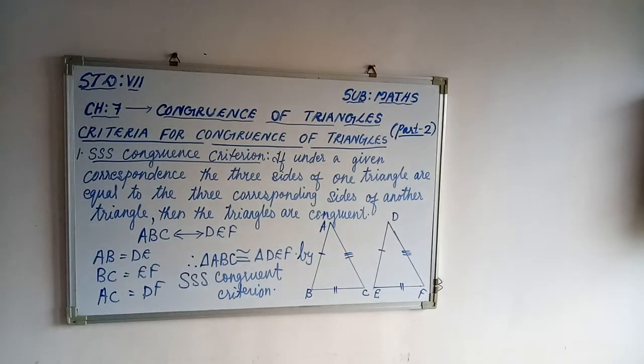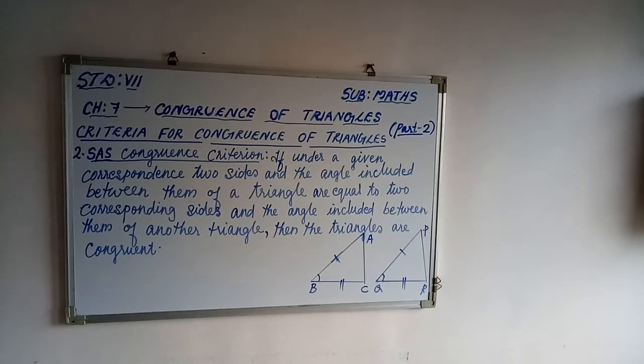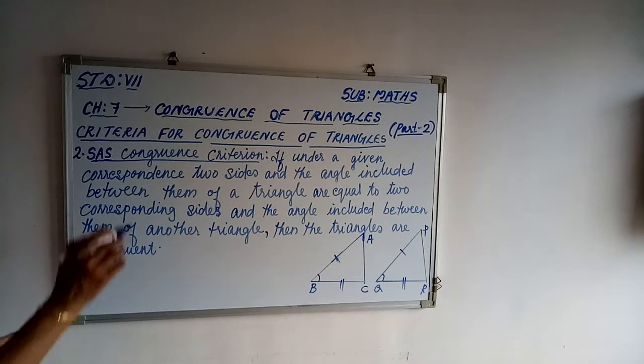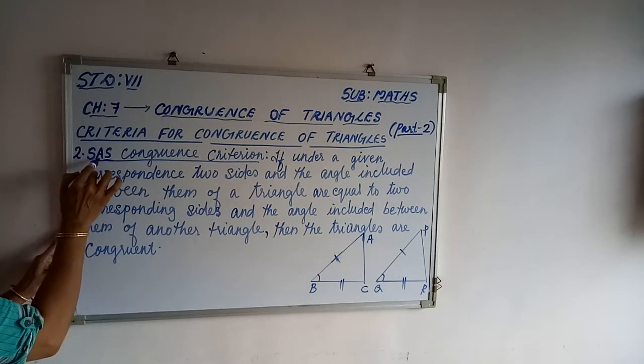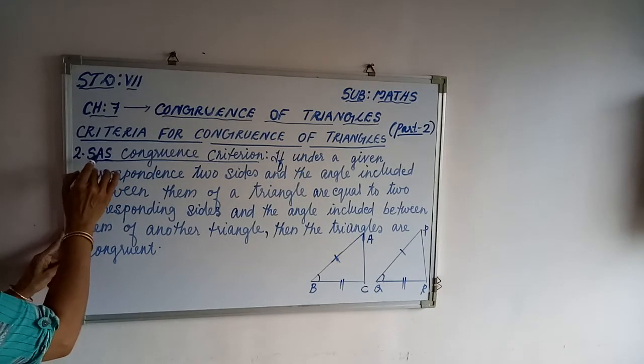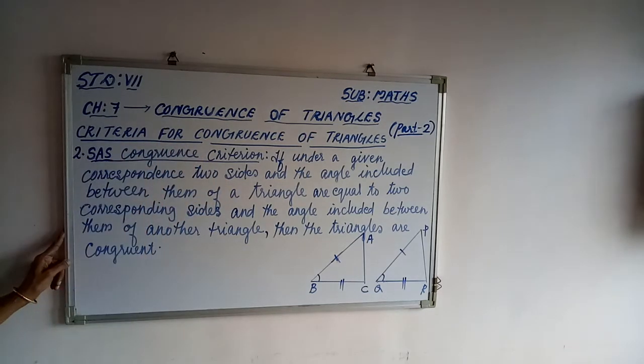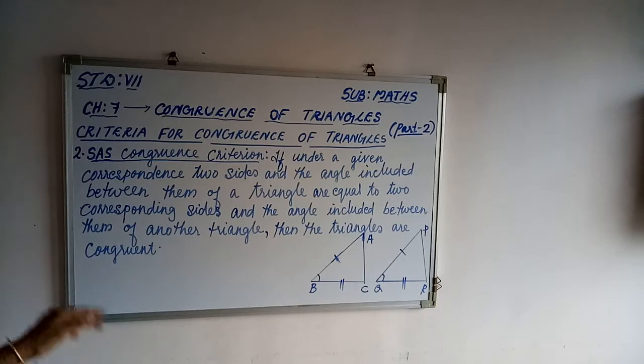Now, next we can see SAS Congruence Criterion. The second criterion for congruence of triangles, SAS Congruence Criterion. As I told, S is a side. SAS means side, angle, side. So side, angle, side congruence criterion. We can see what is SAS Congruence Criterion.